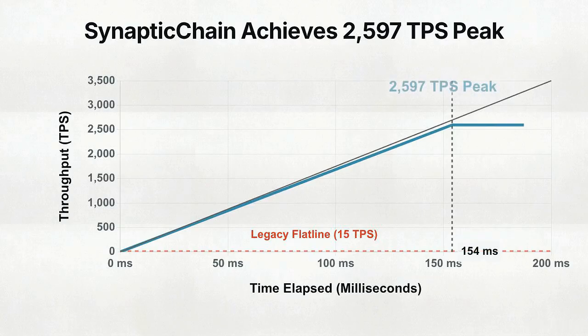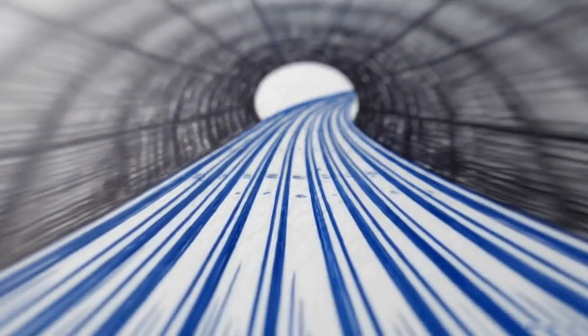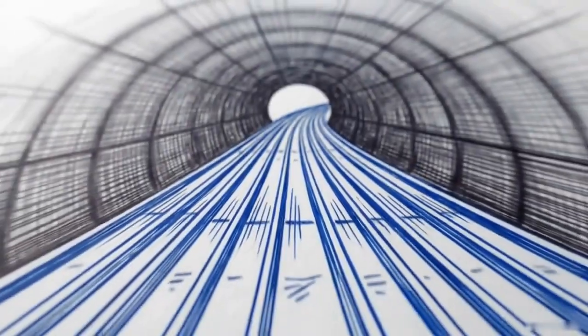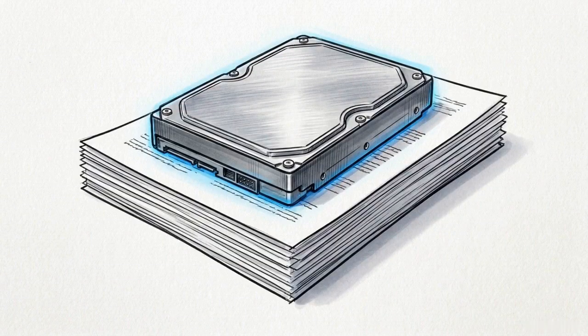SynapticChain cleared all 400 transactions in 154 milliseconds, a measured rate of 2,597 transactions per second. The system achieved an exact 20x parallel speedup by utilizing 20 unique transaction lanes without a single collision. These measurements move the conversation from theoretical modeling to empirical proof.